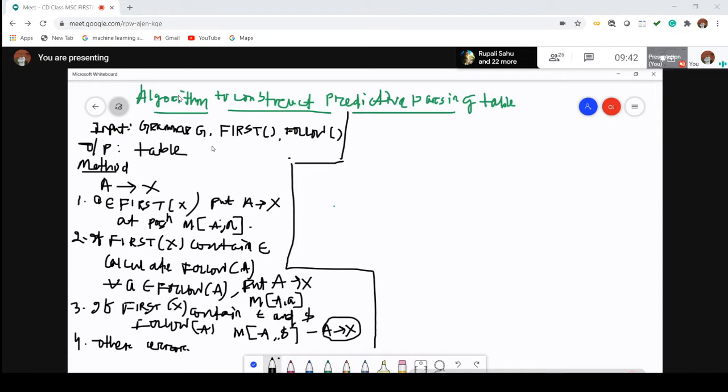Okay, so once we calculate the first and follow sets: first of plus equals plus, first of star equals star, first of left parenthesis equals left parenthesis, first of id equals id. Then first of E equals left parenthesis and id, first of T equals left parenthesis and id, first of E dash equals plus and epsilon, first of T dash equals star and epsilon, first of F equals id and left parenthesis. Similarly, in the last class we discussed follow.